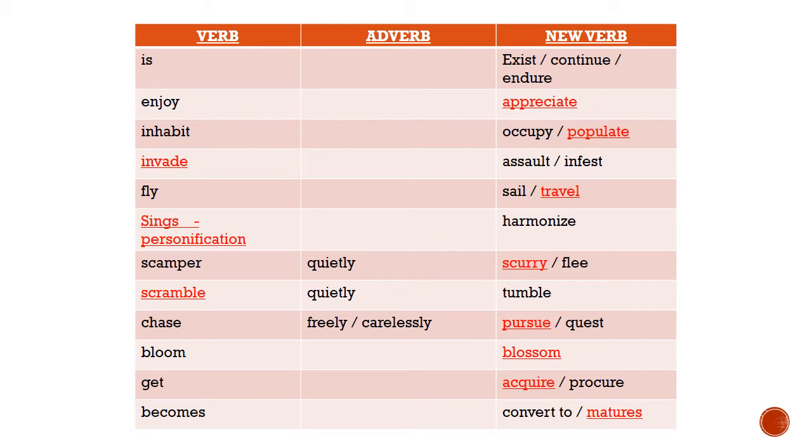For example, the first verb in the example is enjoy. New verbs from the thesaurus are exist, continue, endure. Enjoy, appreciate, inhabit, occupy or populate, invade, assault, infest, fly, sail, travel, sings is personification, harmonize, scamper, scurry, flee, scramble, tumble, chase, pursue, quest, bloom, blossom, get, acquire, procure, becomes, convert to, and matures.